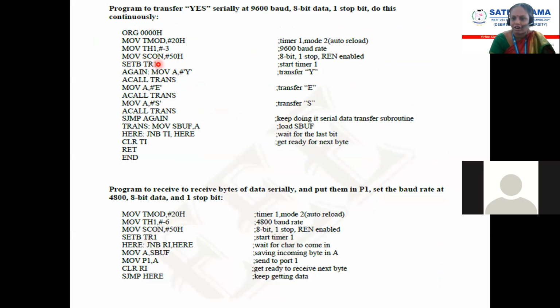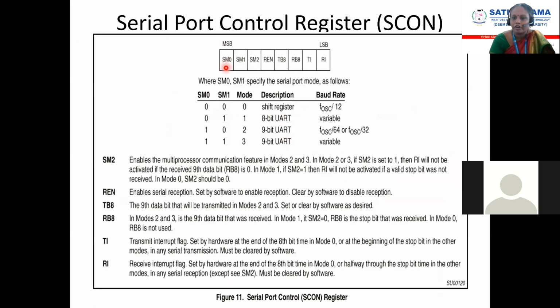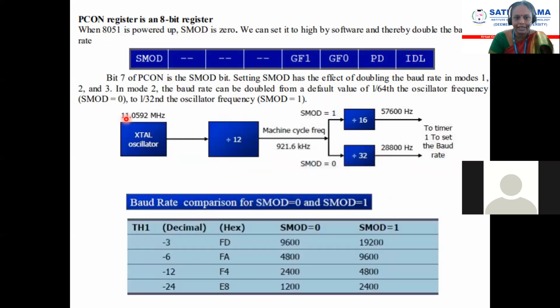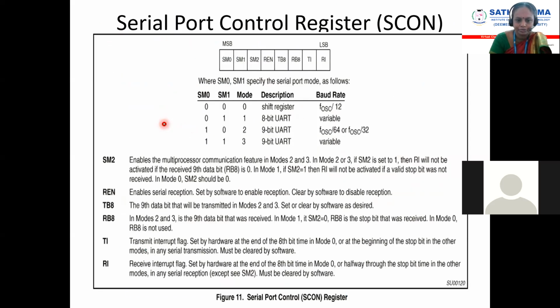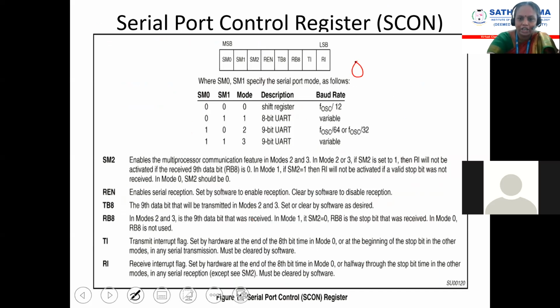Then move SCON. SCON means what? Serial control register. So 50H. 50H means 8-bit, one stop, in the serial control register. This is the value; we have assumed 50. SCON value is 50. How will you write 50 in binary? 0, 1, 0, 1, 0, 0, 0, 0. Are you clear? This is 50.